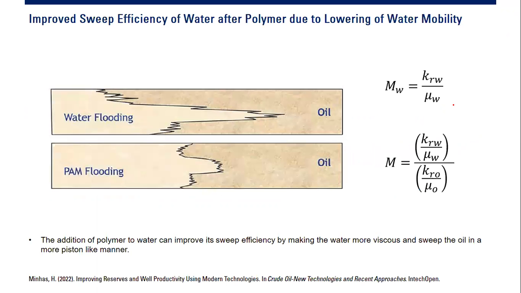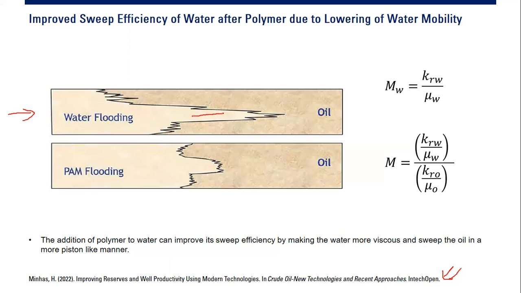So it's going to be very basic and quite short. All right, so I take this picture from this source, okay? Improving reserves and well productivity using modern technologies. And we have a very interesting picture here, the comparison between water flooding and polymer flooding. Here we have the water flood, and as you can see, we have poor sweep efficiency here.